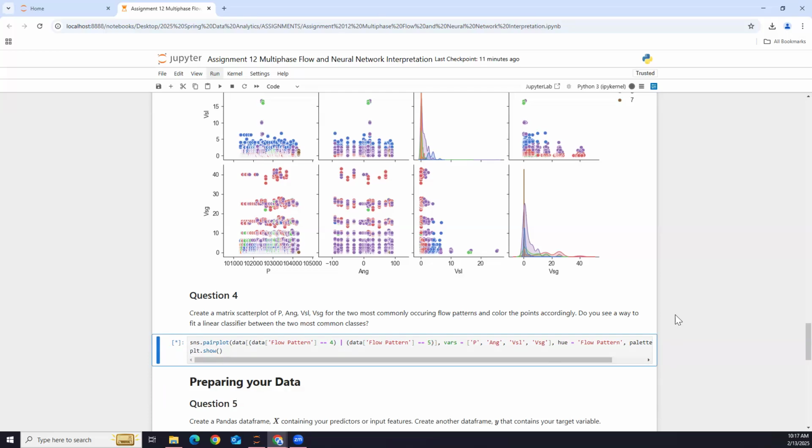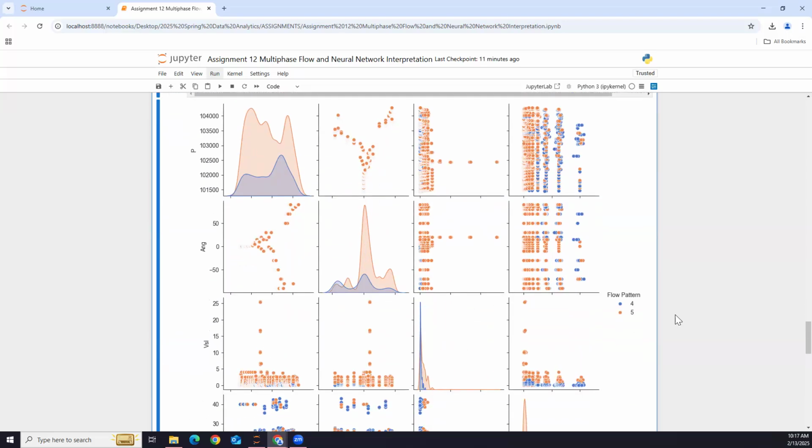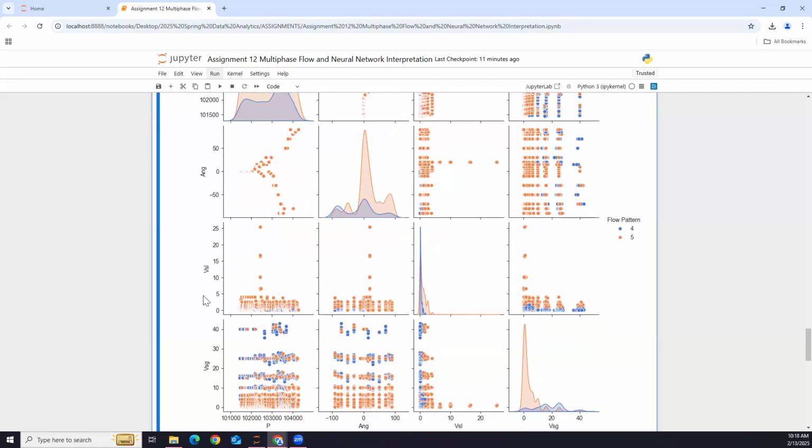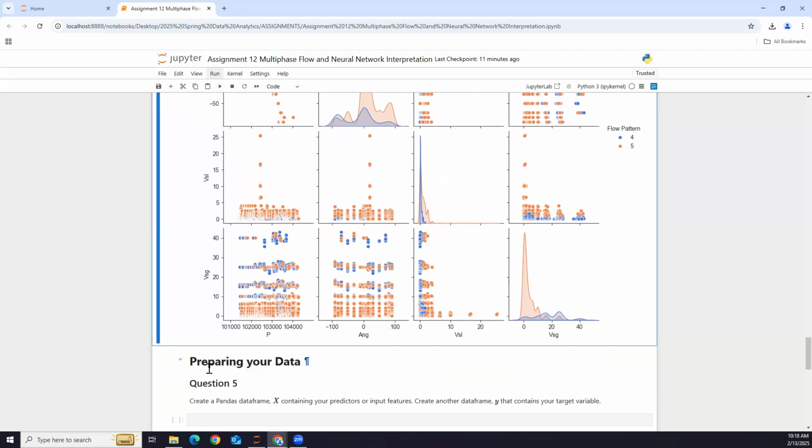So we're going to be looking at just flow pattern 4 and flow pattern 5. And again, just with these two flow patterns, you can see that on a plot of pressure versus, say, superficial gas velocity, there's quite a bit of overlap between the points. And there's quite a bit of overlap, even if you were to view it with another axis, which is pressure versus superficial liquid velocity. And it's very hard to separate out these points visually. Which means that if you were attempting to fit a linear classifier that would separate out these points based on the inputs of pressure, inclination angle, superficial liquid velocity, and superficial gas velocity, it would be virtually impossible.